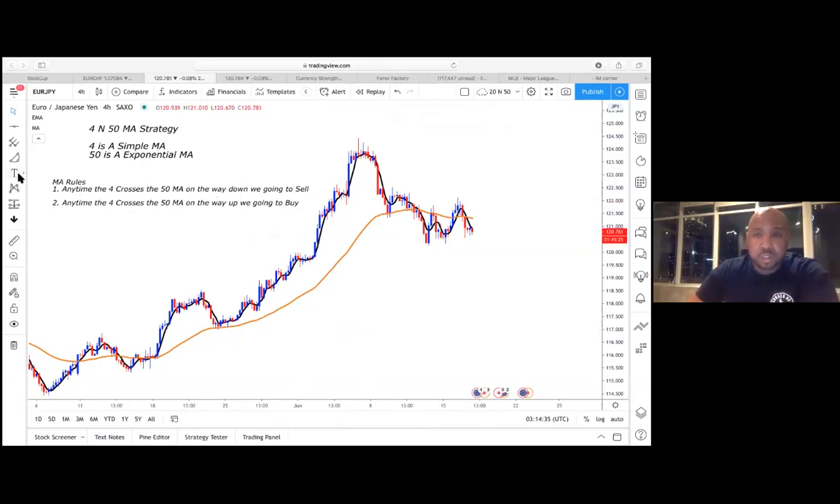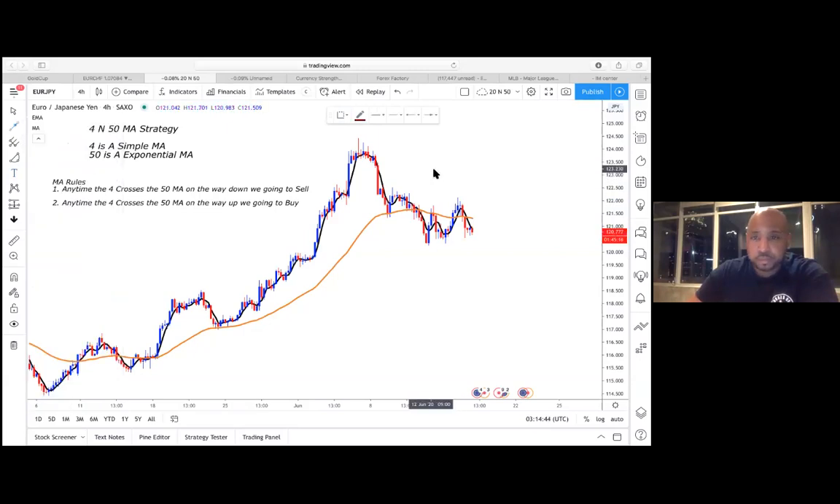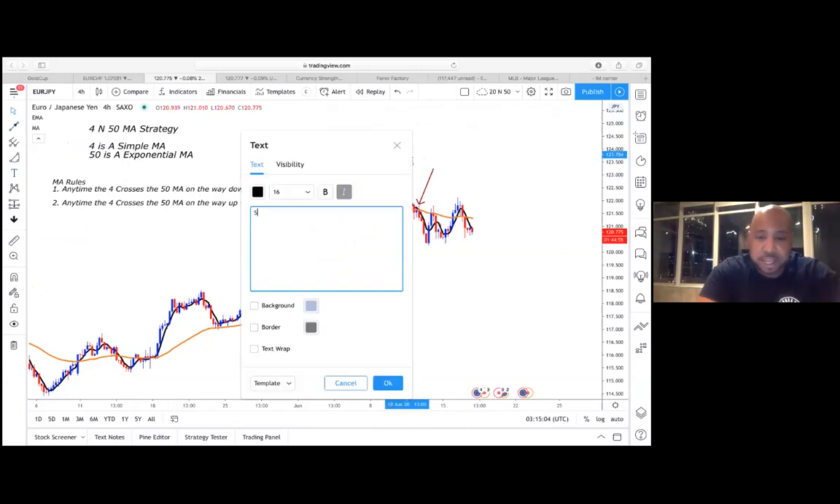Your stop loss. If the 4 crosses the 50 on the way down, you're going to measure 20 pips from where they crossed up for your stop loss. So let me write it down like this. Stop loss is 20 pips above crossing for a sell. So what do I mean by that?